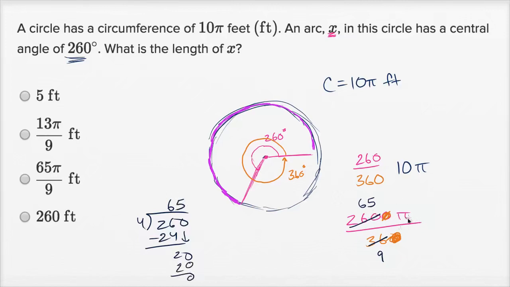So it's 65 pi over 9, and it looks like that's about as simplified as I'm going to get. And that's nice because that's one of the choices right over here.